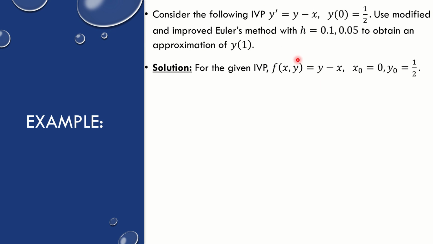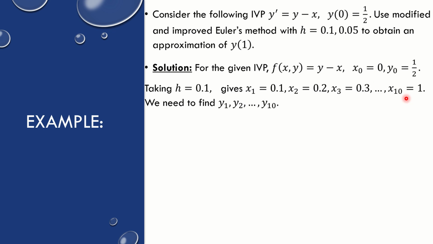जितने भी न्यूमेरिकल मेथड्स हम यूज़ करते हैं उनके लिए पहले आप यही कर रहे होते हैं कि y डैश को लिख रहे होते हैं in the form y dash equal to f of x y. Now x naught is 0, y naught is 1 by 2, okay, and so on. If h is equal to 0.1, this will give you these values as x1 is 0.1, x2 is 0.2, up to x10, which is 1, and then we would find y1, y2 up to y10 by using both methods, modified and improved Euler method. Now we first talk about the modified method.